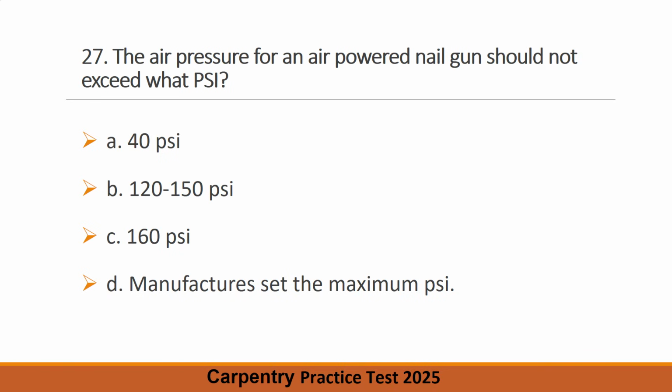27. The air pressure for an air-powered nail gun should not exceed what psi? A. 40 psi. B. 120 to 150 psi. C. 160 psi. D. Manufacturer set the maximum psi.